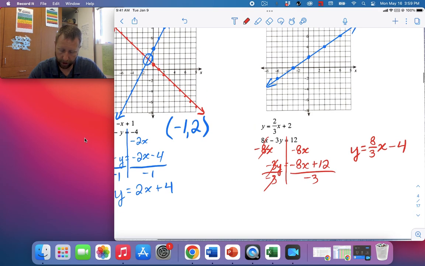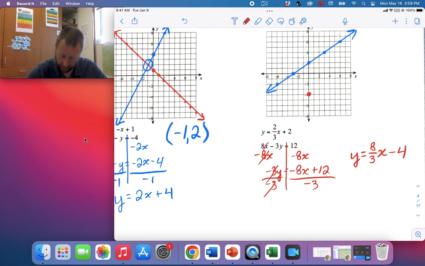So I'm going to start at negative 4, and I'm going to go up 8 and over 3. Okay, well, that's the only other point I can graph on this one. Okay, so my line is going to look like that. And I can see where they intersect, write out that ordered pair. Again, don't do all this work and not get the answer at the end, okay? Looks like I go over 3 and up 4.